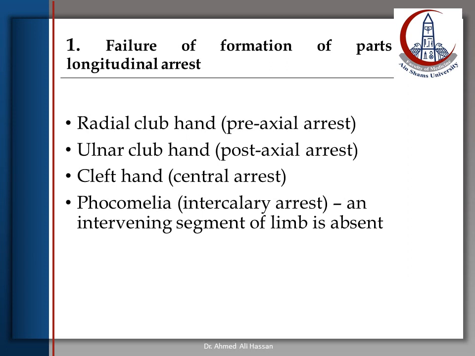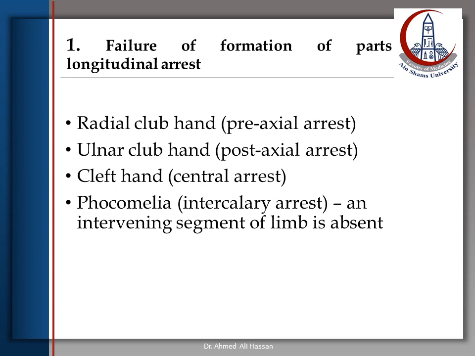Failure of formation of parts, the other type, the longitudinal arrest. If you imagine the long axis of the upper extremity is the center, we have radial club hand, ulnar club hand, and central arrest or phocomelia. The radial club hand we call the pre-axial arrest. The ulnar club hand we call the post-axial arrest, and the central is the central arrest.